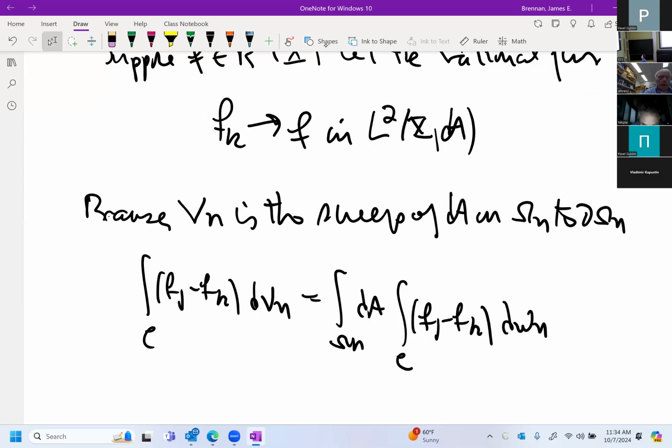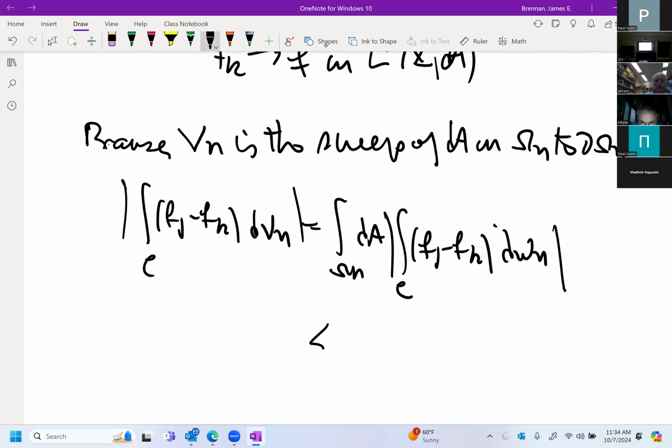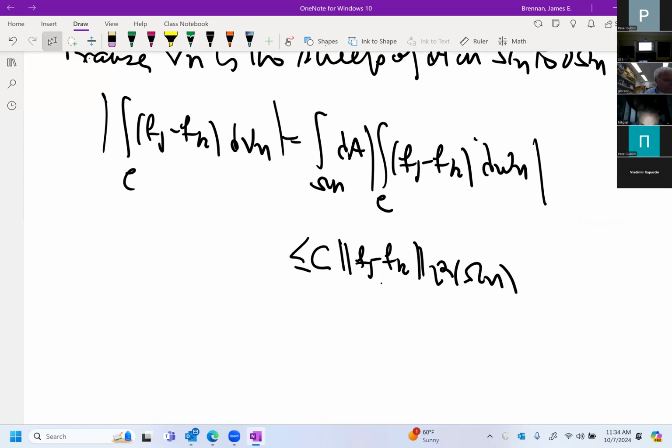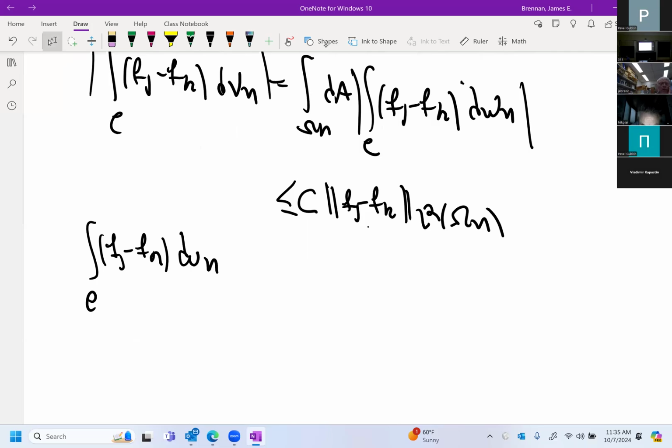Now I can take absolute values here and put absolute values inside this one. And I claim that this is always less than or equal to a constant C times the norm of fj minus fk in L2 of omega n. The reason for this inequality is that the integral over E of fj minus fk d omega n is the harmonic extension of this boundary function into the inside.